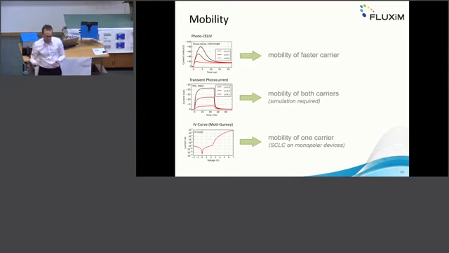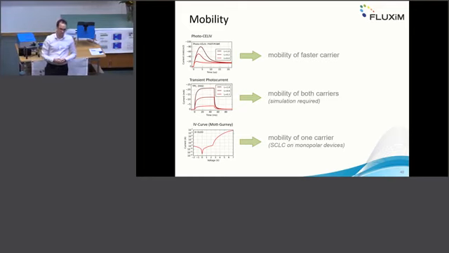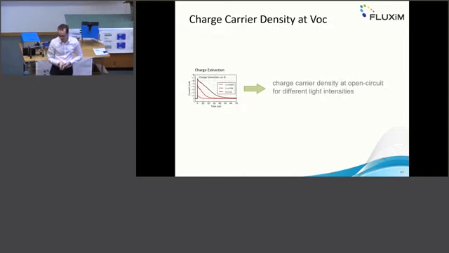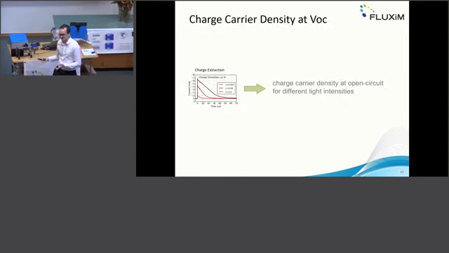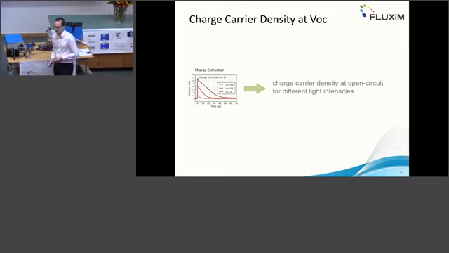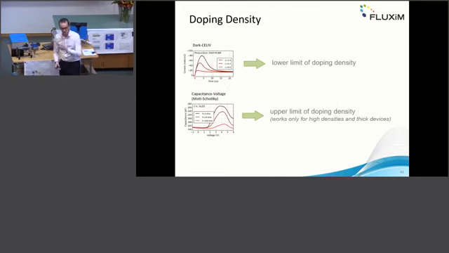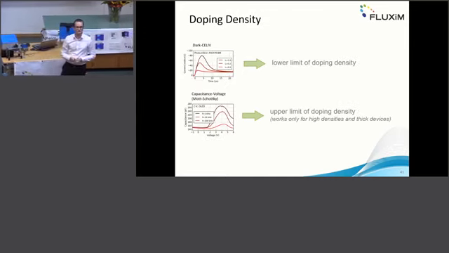We can measure the mobility either with Photo-CELIV, which I already mentioned, or with transient photocurrent. Also there the mobility has a high influence on the shape, on how the current goes up. Or we can do, of course, the simple Mott-Gurney fits of an IV curve. This, however, only works in monopolar devices. We can measure the charge carrier density at VOC using charge extraction. We can measure the doping density using the dark CELIV. This is what I showed in the talk before.